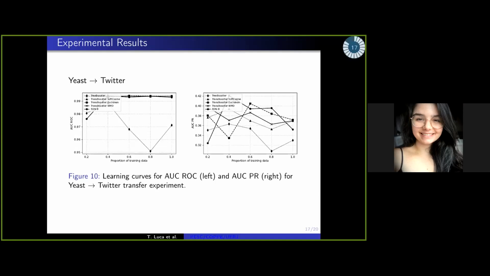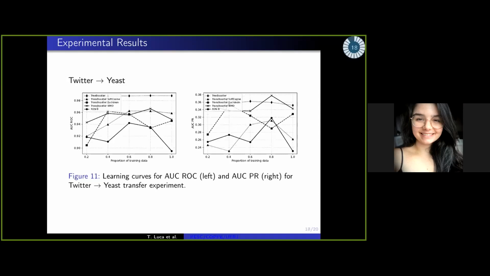When transferring from IST to Twitter, it underperforms TreeBoostter for AUC-ROC, and results are competitive to learning from scratch. And for AUC-PR, it outperforms TreeBoostter except for when we're using 4% of the training data and Euclidean distance. And it underperforms RDN-B when we're using, again, Euclidean distance and 80% of the training data.